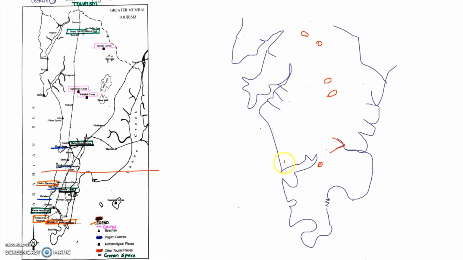Here which station is there? Bandra. So Bandra, what is there in Bandra? Famous tourist spot? Mount Mary Church. And in Dadar, what is famous? Siddhivinayak Temple. Okay, upper part of the map is done. You will remember everything, that's my guarantee.